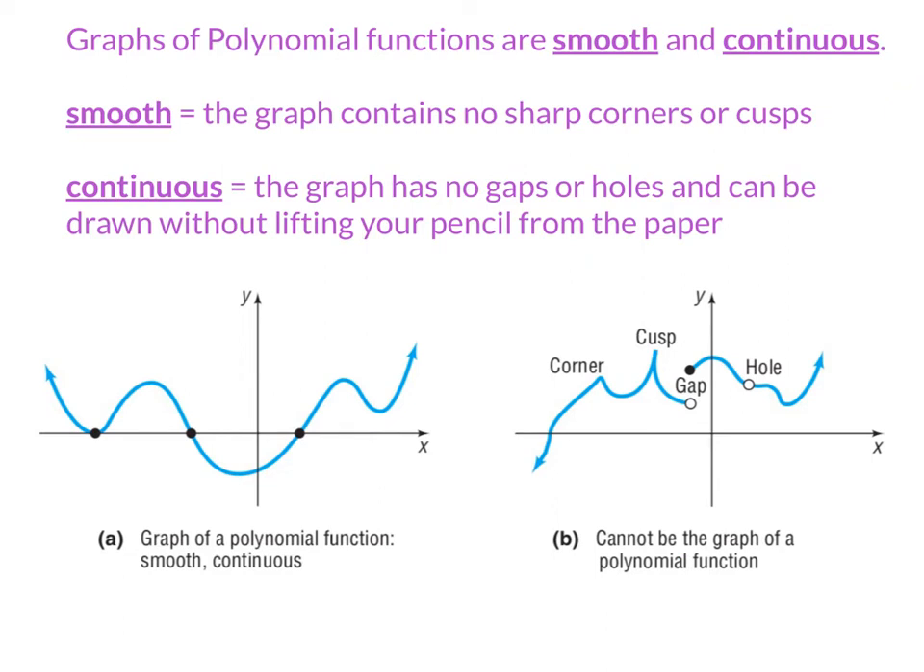Two important features of graphs of polynomial functions are that those graphs are smooth and continuous. So smooth graphs have no sharp corners or cusps. So a corner looks like that, a cusp looks like that. It's essentially like a weird point. And they are continuous, which means that it has no gaps or holes that can be drawn without lifting your pencil from the paper. So there's a gap here, there's a hole there. An asymptote would also not be continuous. So this graph over here, that is a smooth and continuous polynomial function, where this is a graph, but it is not a polynomial graph.